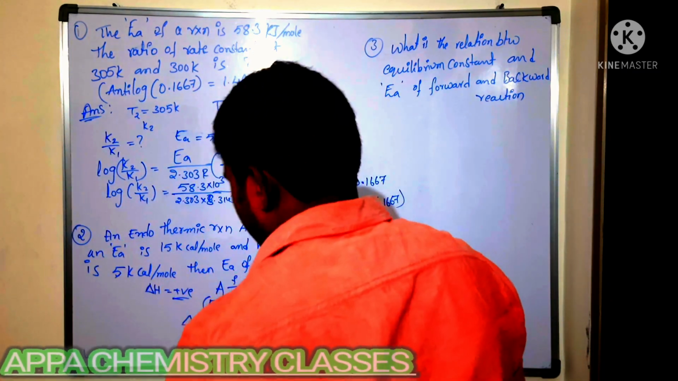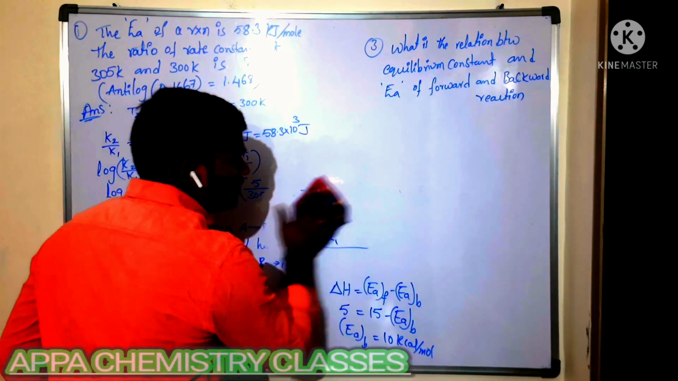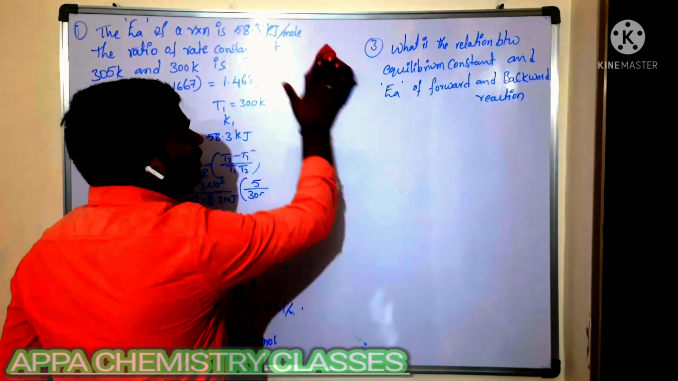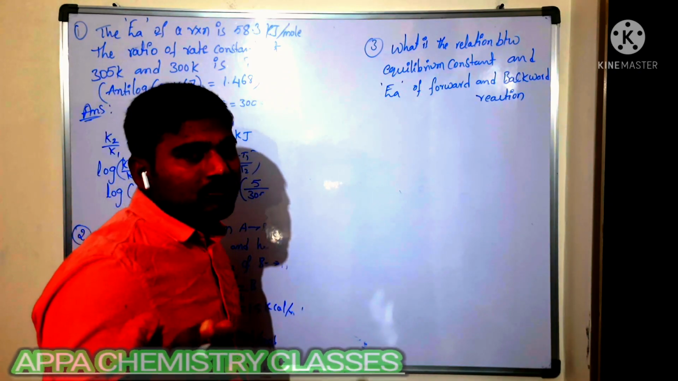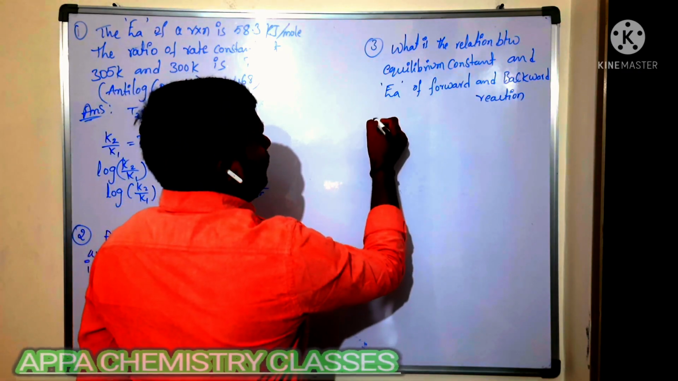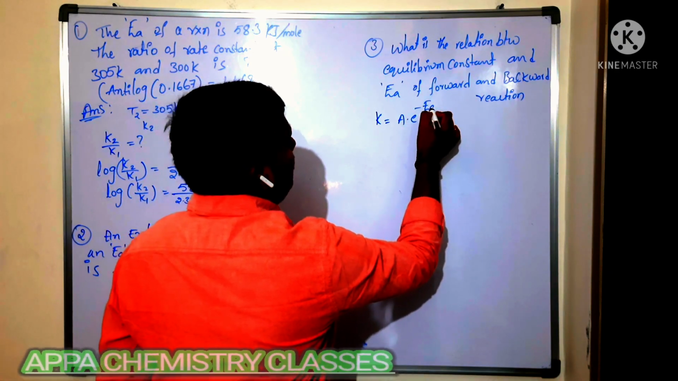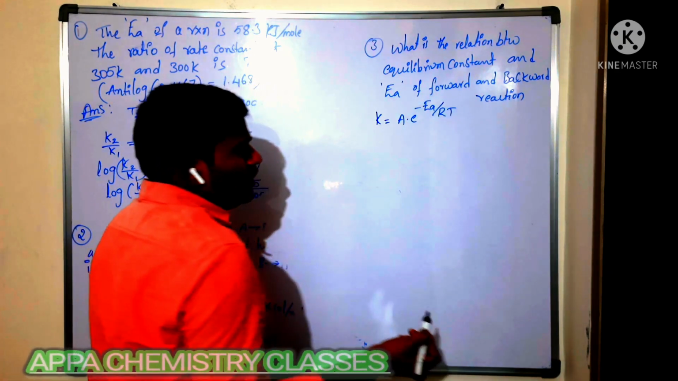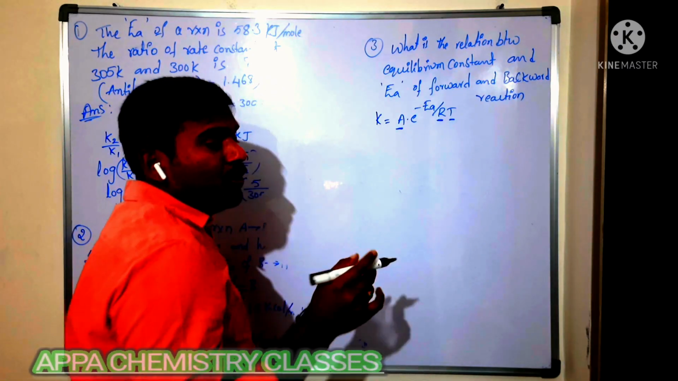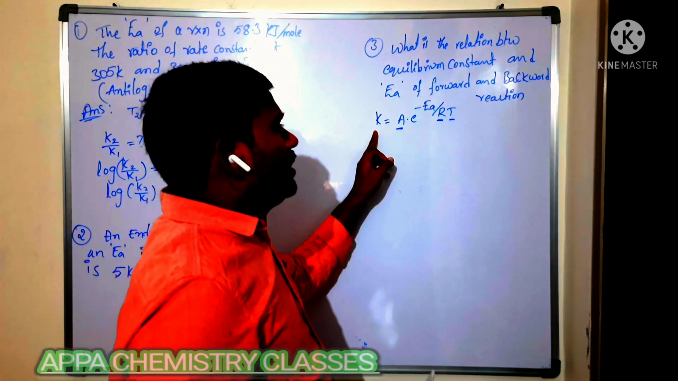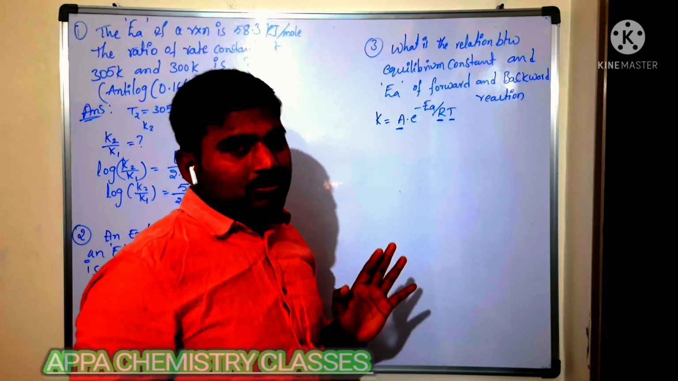So next question we will see. Third question. What is the relation between equilibrium constant and activation energy of forward and backward direction? Now what we know here, K is equal to A into e power minus EA by RT. Here A is constant, R is constant, T is constant. What are the variables here? Rate constant and activation energy. Specific rate and activation energy are variable.